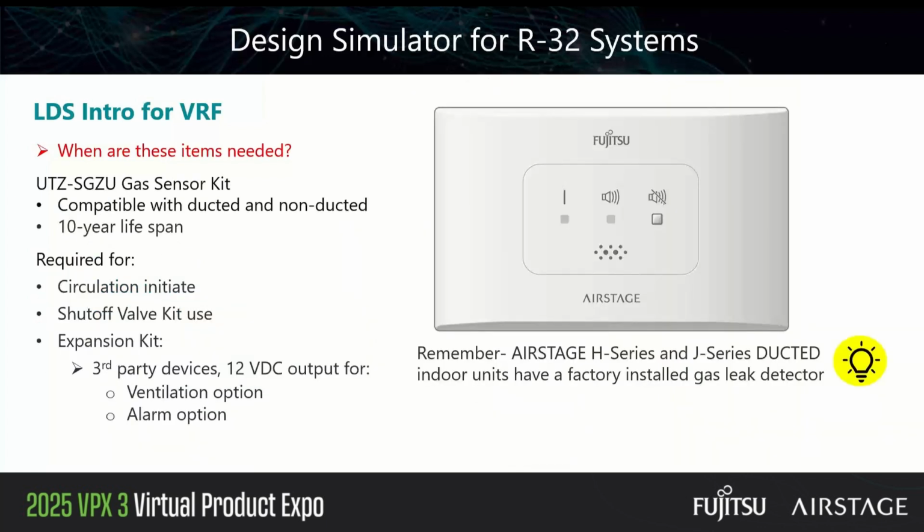The gas sensor kit is compatible with ducted and non-ducted units. The sensor itself has a 10-year lifespan on the premise that there is no damage to it. A leak detection system or leak sensor is required if we are initiating circulation of the indoor blower. We're using a shutoff valve kit, as we mentioned. And a reminder here that our H-series and J-series ducted units do have a factory installed gas leak sensor. But again, it is not the wall mount sensor, so we'll see how that comes into play.